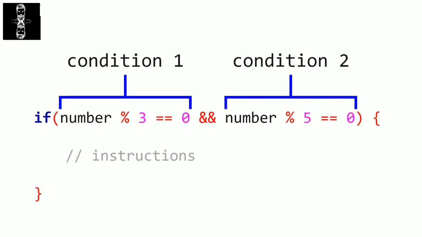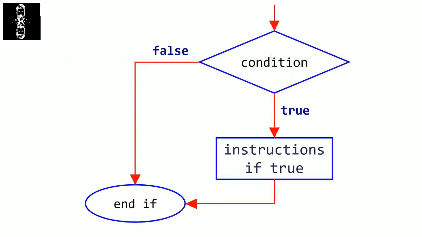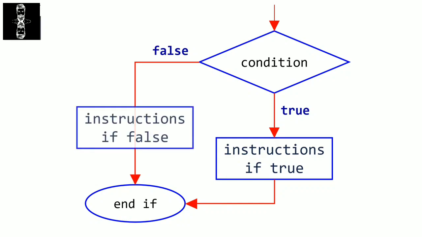Okay, with the if statement we executed the instructions if the condition is true, but we did nothing if it's false. What if we wanted to execute specific instructions if the condition is false? This is what we're gonna see in the next video. Do the quiz that comes after this video and see you in the next one.